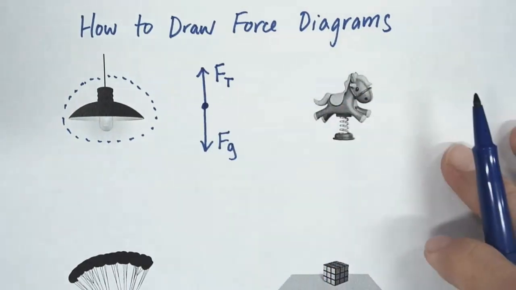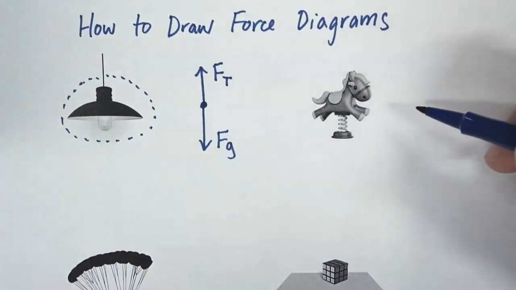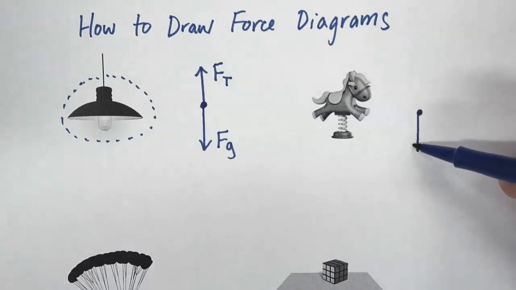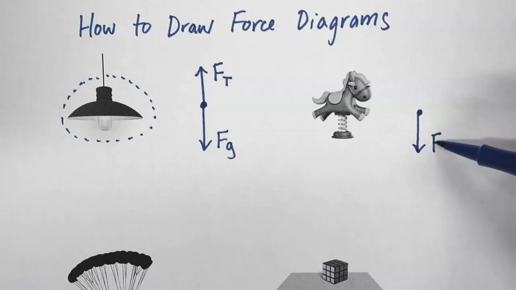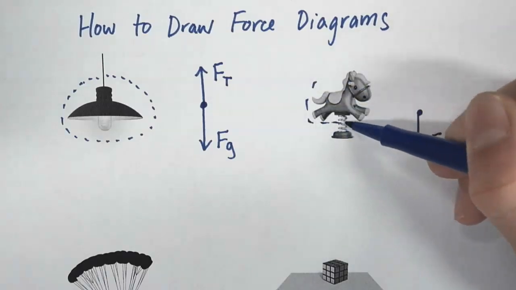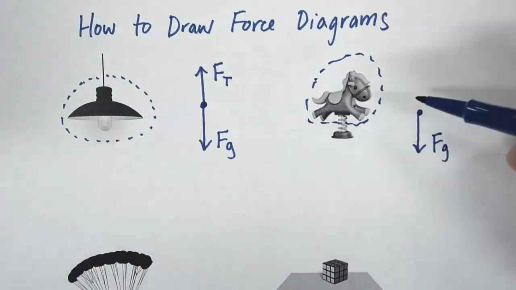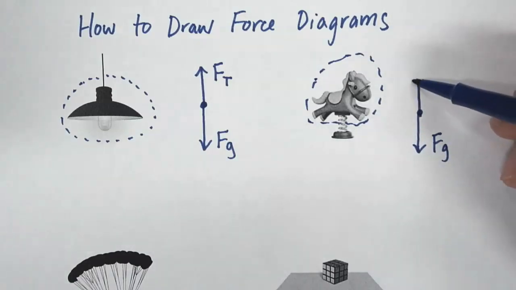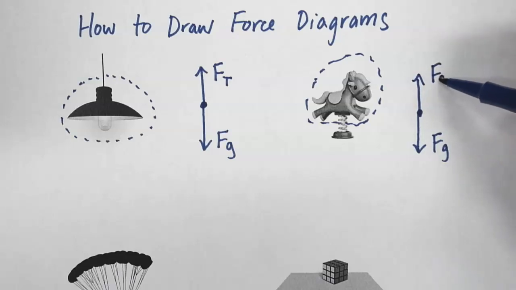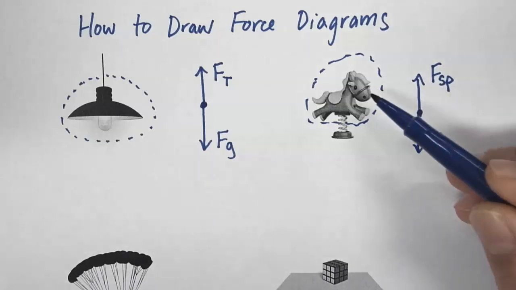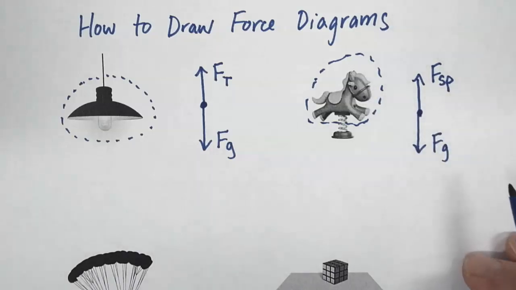Okay. Next, we have this little toy right here, spring toy, pop-up toy. And once again, I like to always start with gravitational force because all the objects we deal with will have force of gravity acting on it. Now you notice there's a spring, and we'll call that FSP for spring force, sometimes also known as an elastic force. And these are the two forces acting on this little pop-up toy.